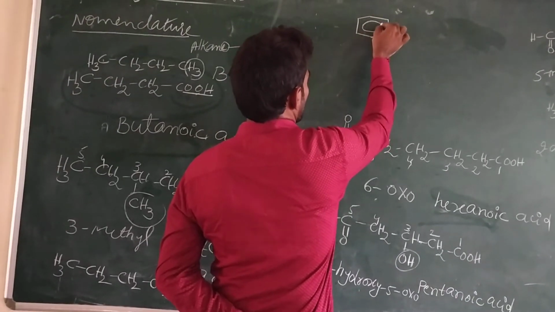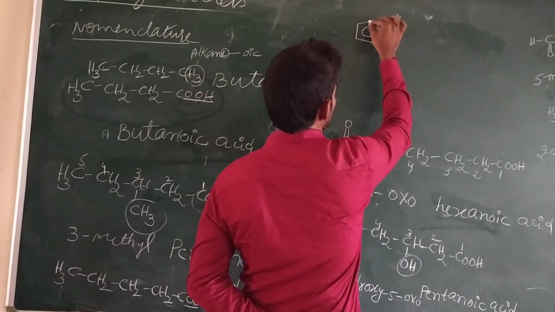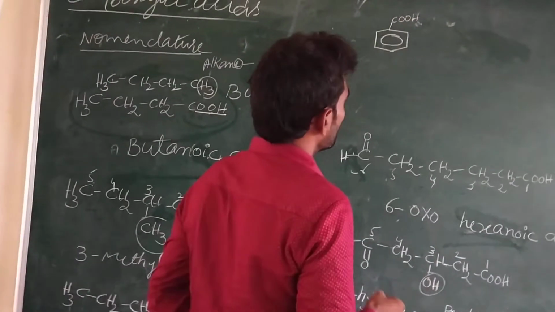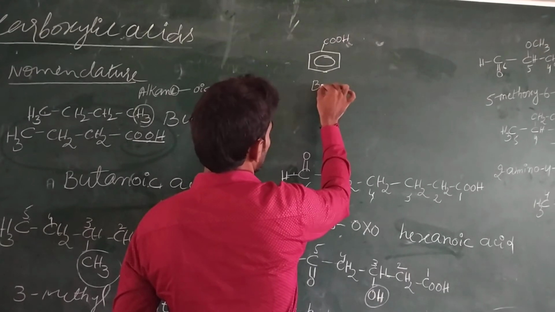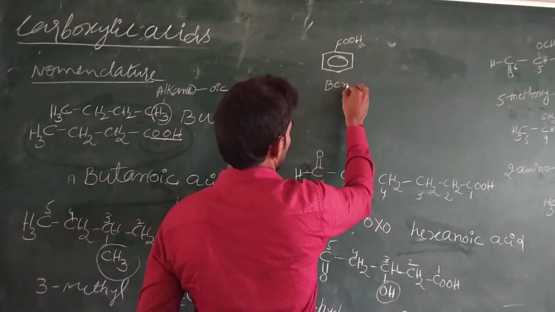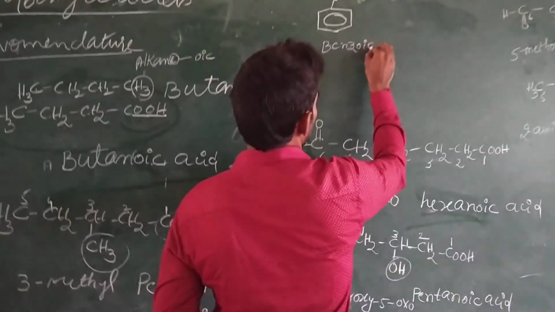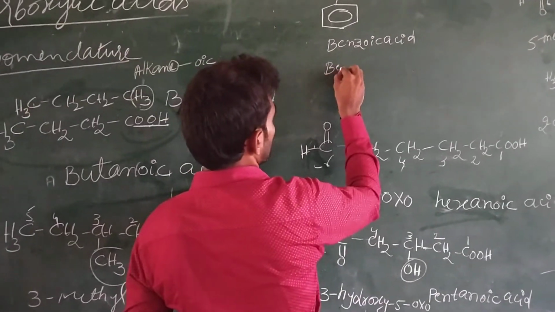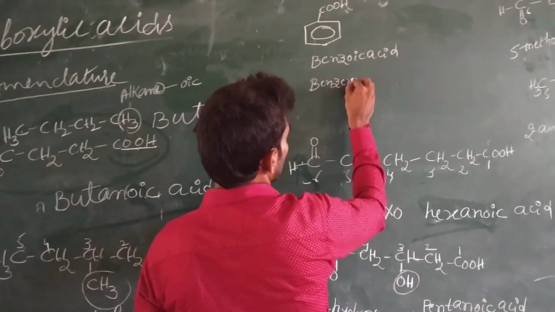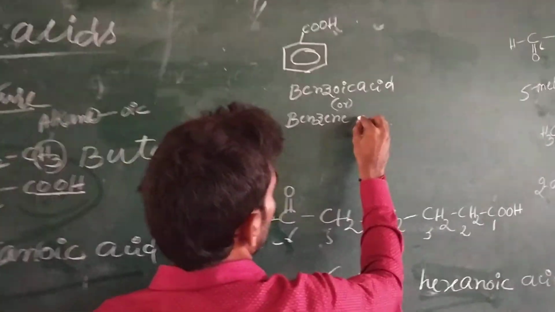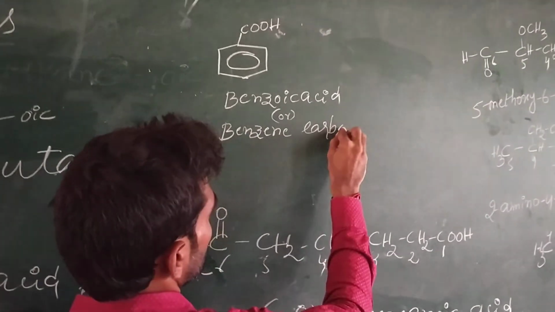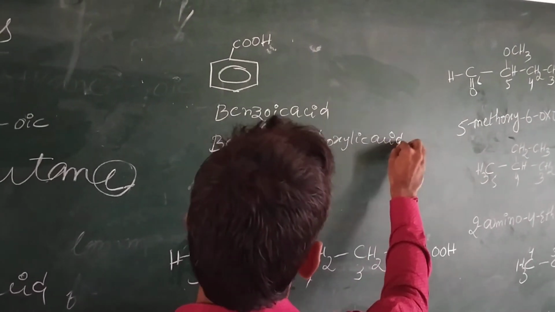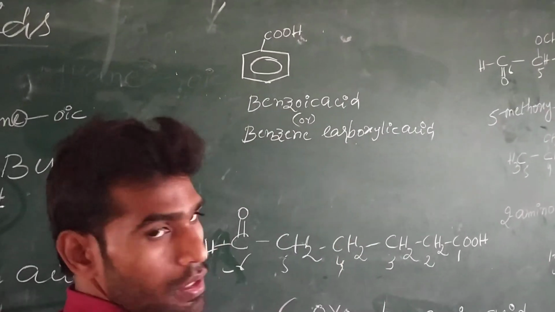Now, it is an aromatic carboxylic acid group. Generally, it is a benzoic acid. Otherwise, benzene carboxylic acid. Because it is a carboxylic acid functional group, so that's why it is a benzene carboxylic acid.